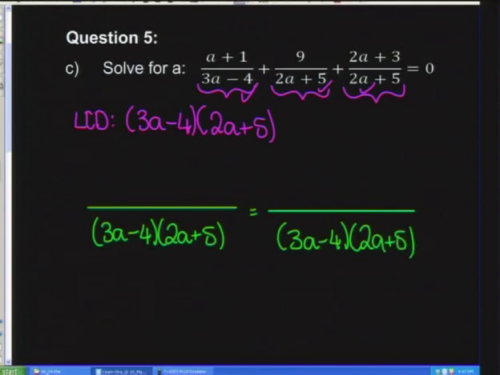Okay, right, this numerator, that a plus 1 was only over 3a minus 4, which means we need to multiply it by 2a plus 5. This 9 was only over 2a plus 5, so therefore we need to multiply it by 3a minus 4.